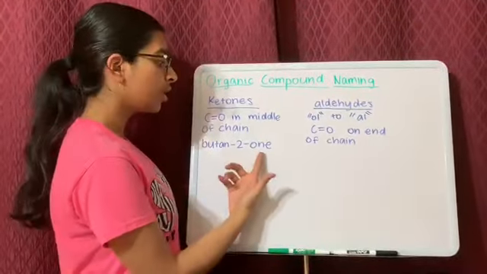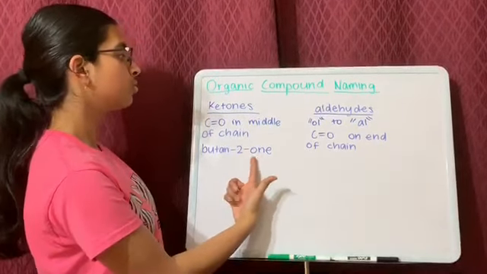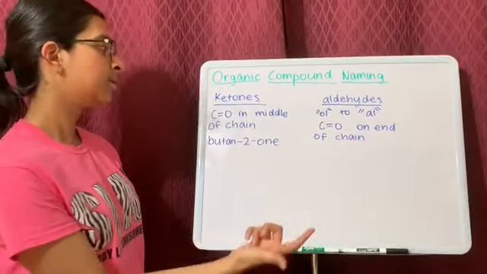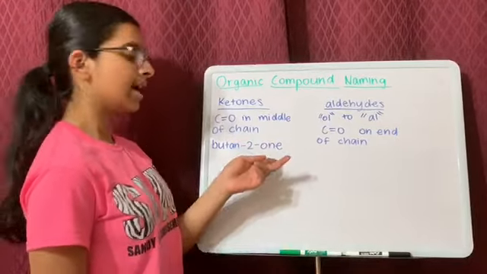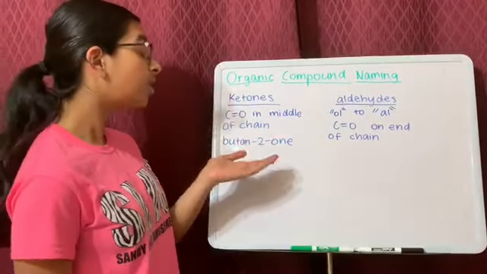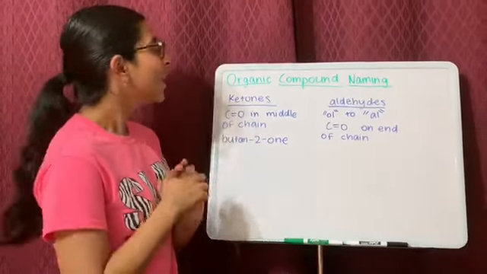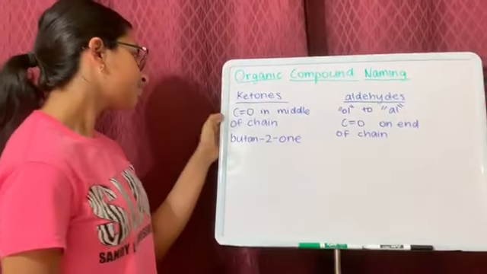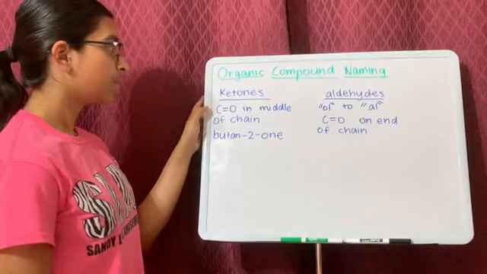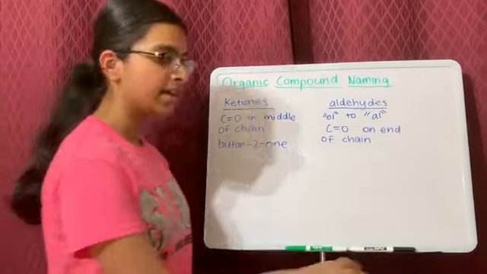So how would we draw butan-2-one? So the 2 in front of the -one tells us that the carbonyl group is on the second carbon. And the fact that it's a ketone tells us that the carbonyl group is going to be in the middle of the chain.